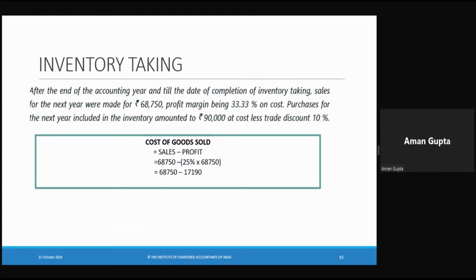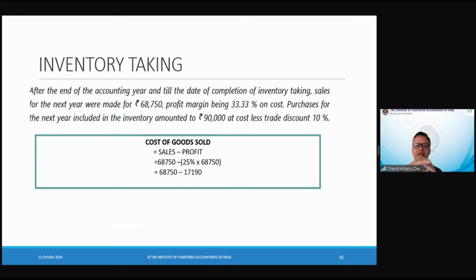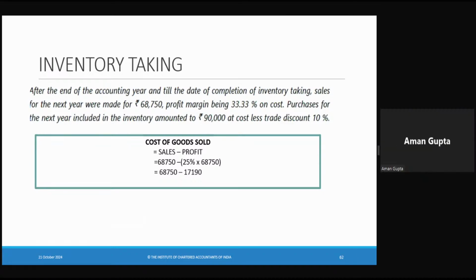Sir, won't we deduct only 33%? Why are we deducting 25%? Aman, now you tell me, how do you find the cost of goods sold by taking 33.33% on cost? When you have a short time, solve this problem and get to the next problem in the CA Foundation exam. Sir, how to solve this?